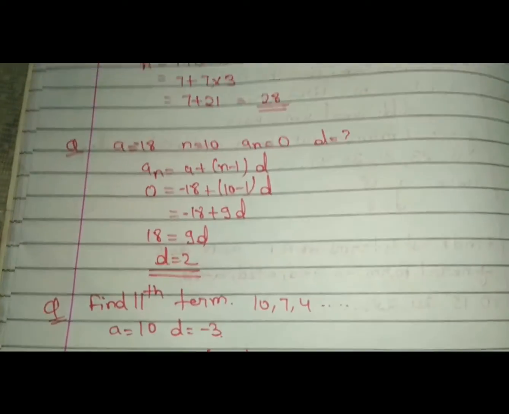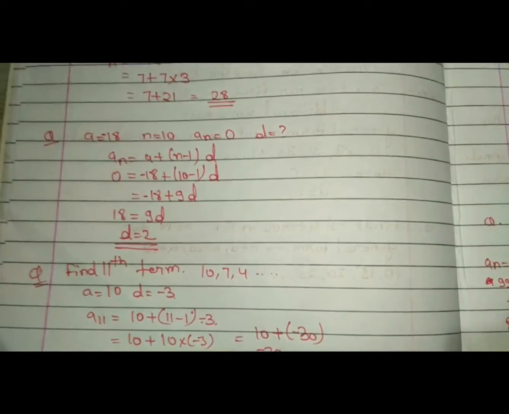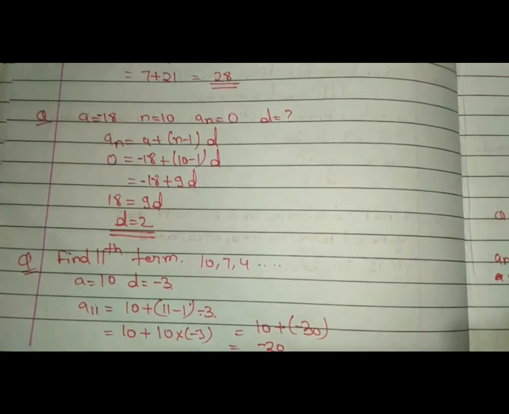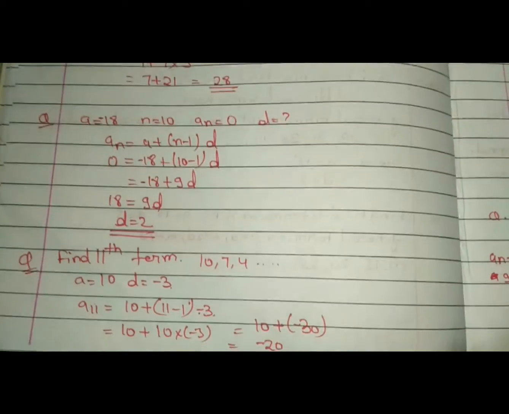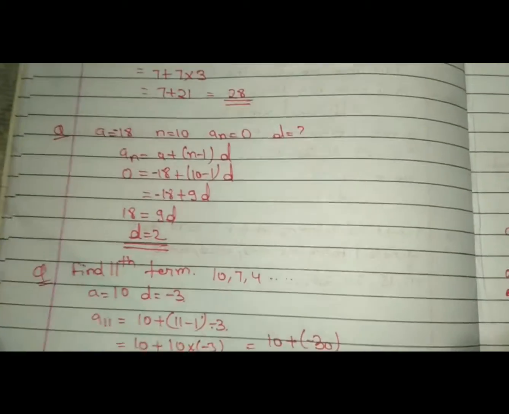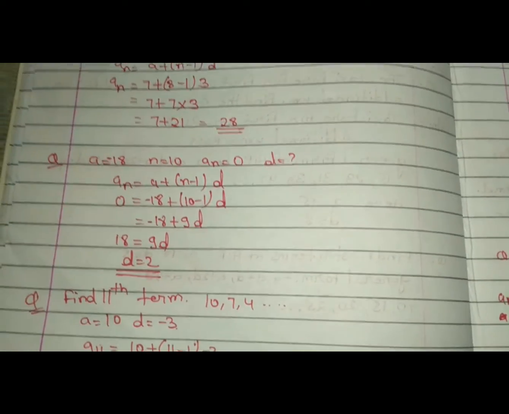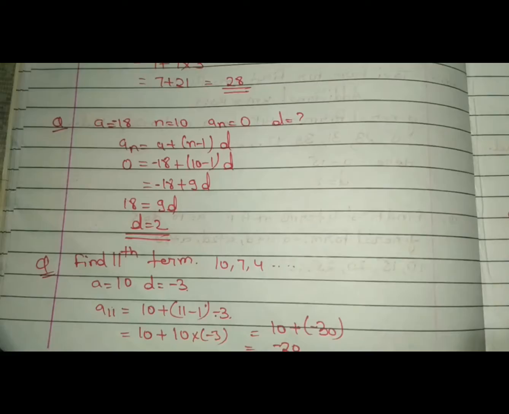Then a is equal to 18, n is equal to 10, and a n is equal to 0. We have to find d. So here a n equals a plus n minus 1 into d, that is the formula. For the formula you will get 1 mark, okay, so write this formula in your paper.